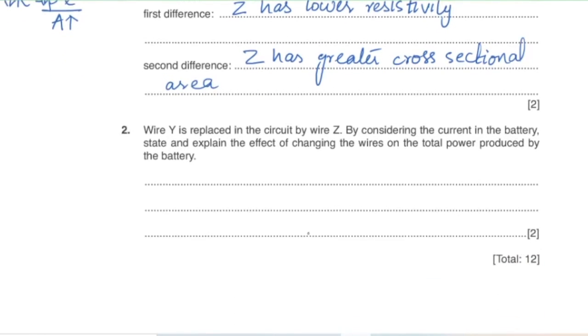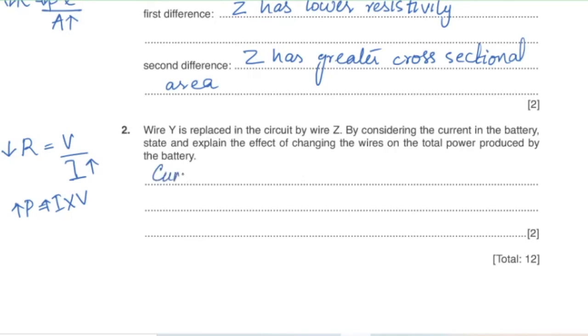Wire Y is replaced in the circuit by wire Z. By considering the current in the battery, state and explain the effect of changing the wires on the total power produced by the battery. Resistance is directly proportional to voltage but inversely proportional to current. Wire Y is now being replaced by wire Z, which has a lower resistance, which means it draws higher current from the battery. According to the formula, P equals I into V. When I increases, power output from the battery will also increase. So as a result, the total power produced by the battery increases when we replace wire Y with wire Z. That's due to the increase in current.